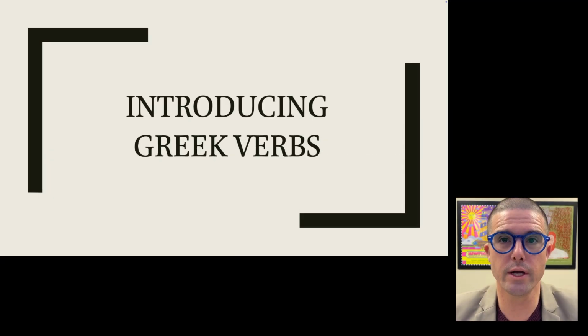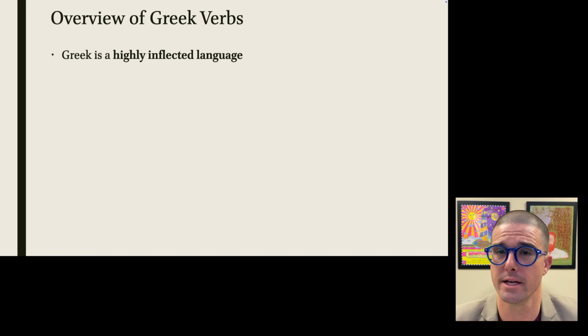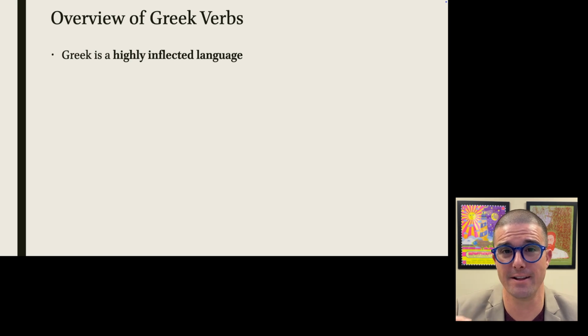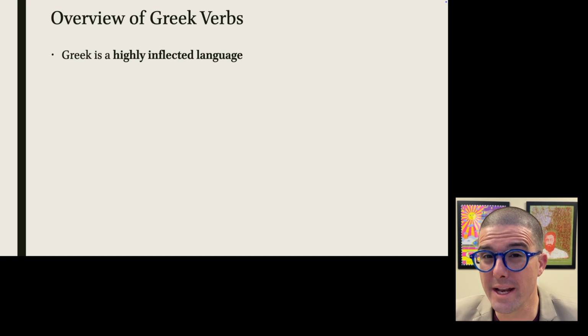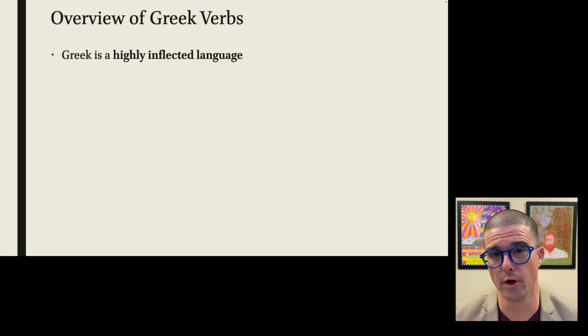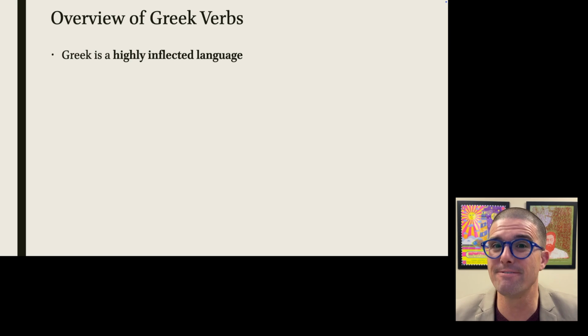In this video, we're going to introduce the basics of Greek verbs. We're not going to look at any actual Greek verbs, but we're going to talk about the idea of the verb and how verbs function in Greek. So the first and most important thing to know is that Greek is a highly inflected language. This is true when it comes to verbs and also when it comes to nouns. So Greek can change the word, it can change a verb, the way a verb looks to indicate different information.